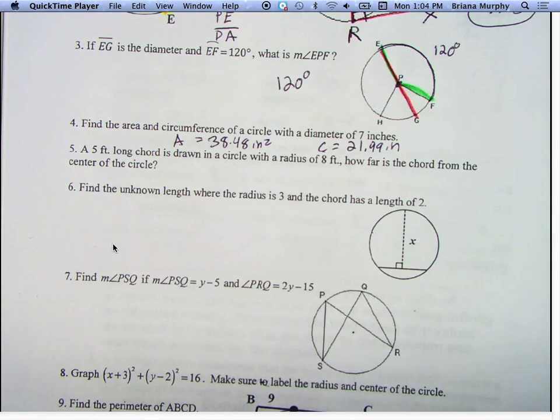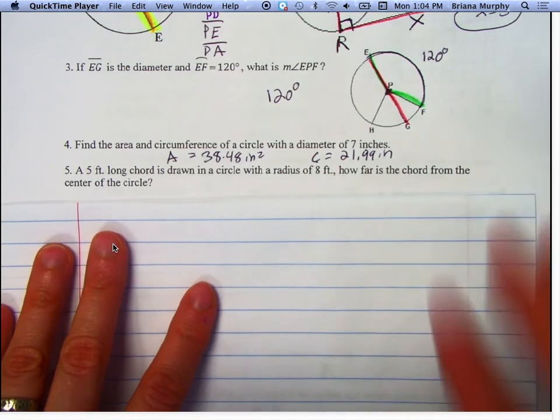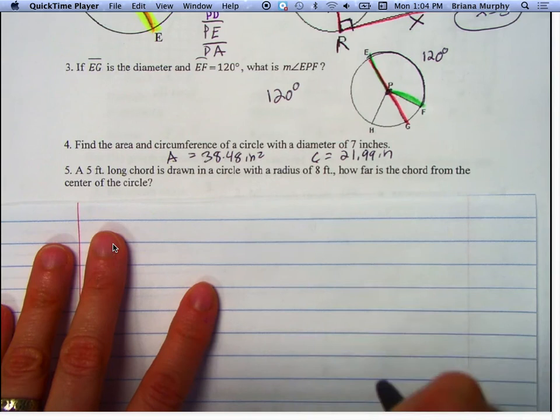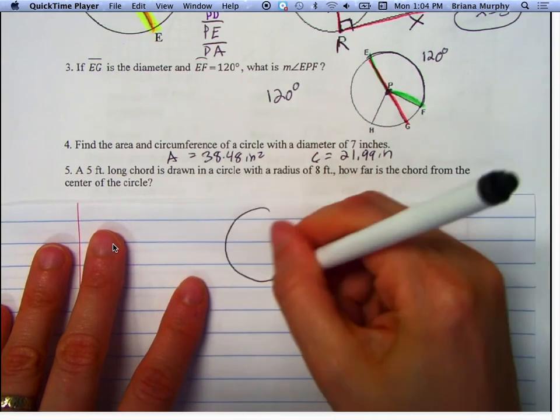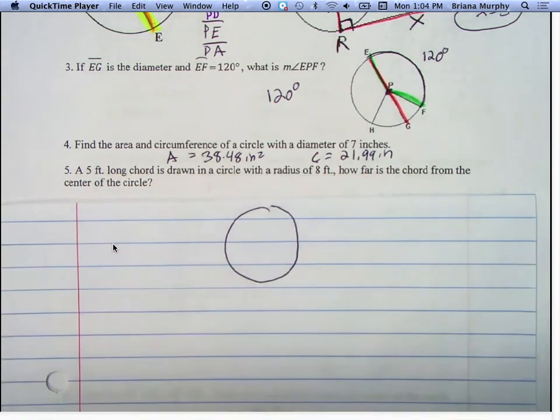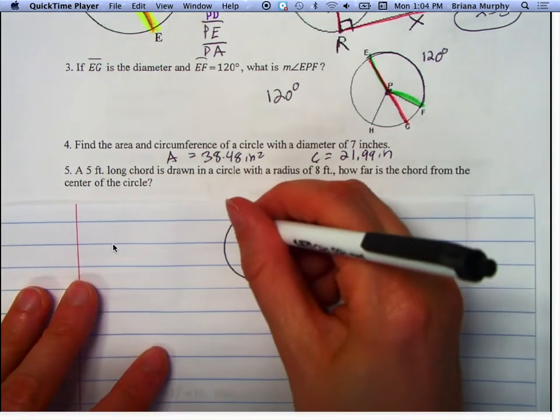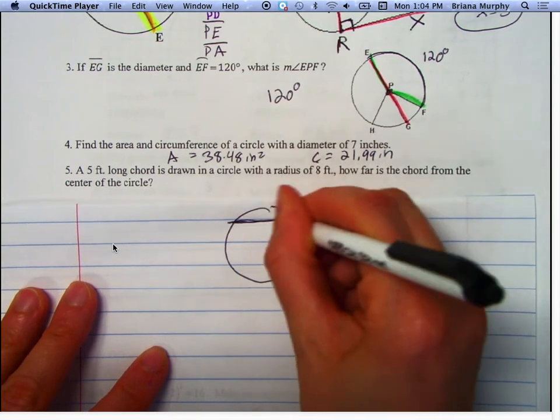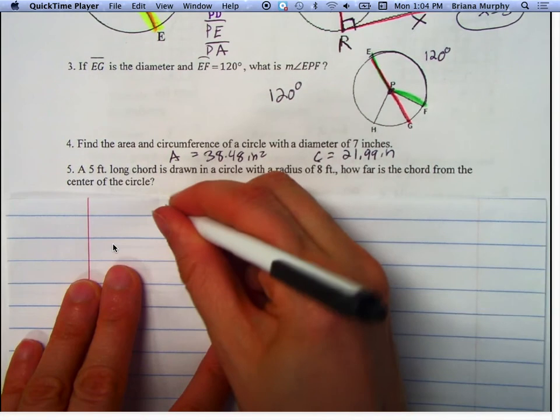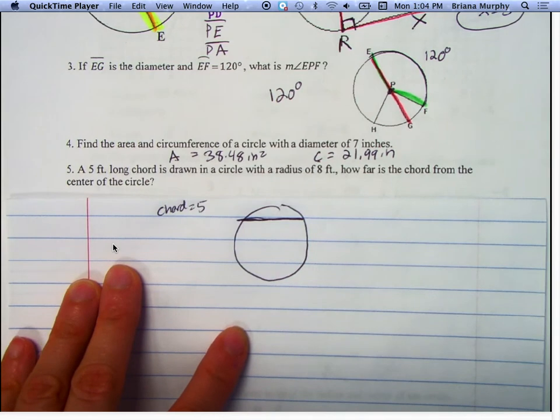Okay. 5 is a little confusing because we have to draw it. So we have a circle, and we have a 5-foot-long chord drawn in the circle. Now chords, remember, I've got my circle, they just need to meet the endpoints. So I could draw my chord anywhere. I am just going to draw it right here at the top. And I know it's 5 feet long, and I'm just going to keep a little note to myself. And a radius is 8 feet.